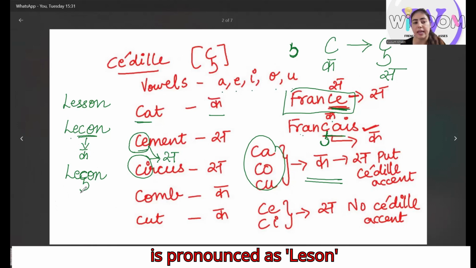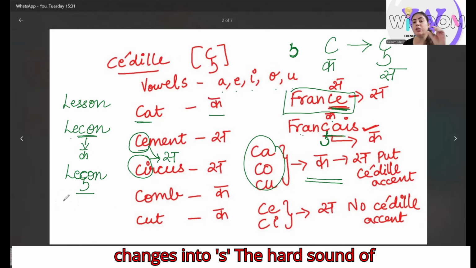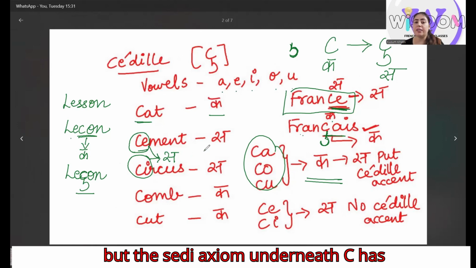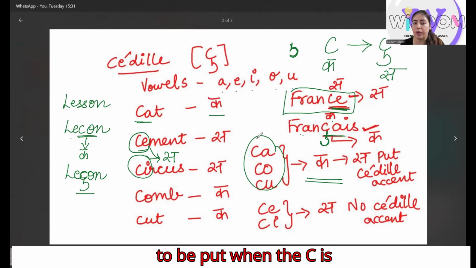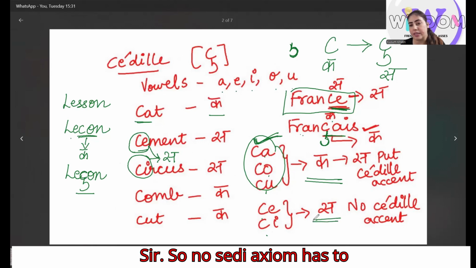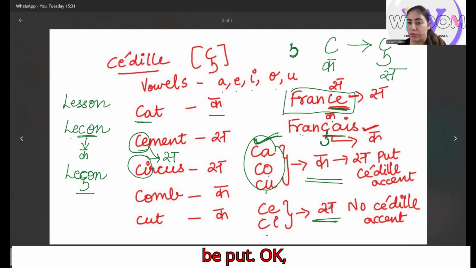Now this is pronounced as leçon. So by putting this Cédille accent, the pronunciation of K changes into S. The hard sound of K changes into S. But the Cédille accent underneath C has to be put when the C is followed by A, O and U. If C is followed by E and I, the pronunciation is already S, so no Cédille accent has to be put. Okay, fine. Now we go to the fourth axiom.